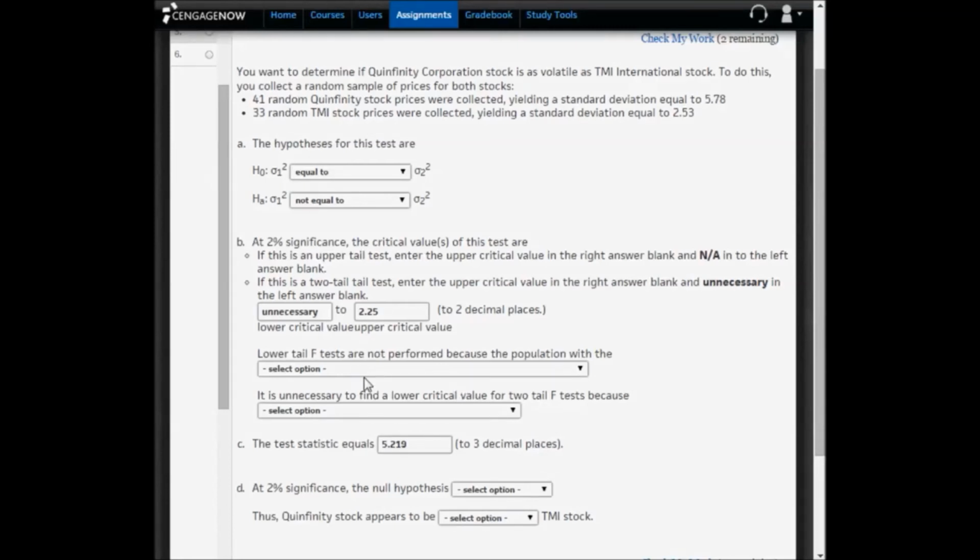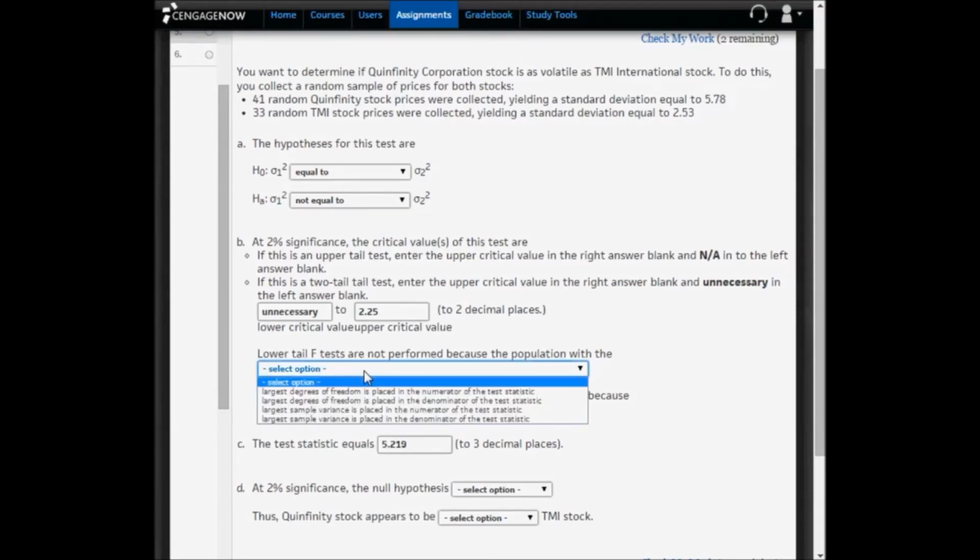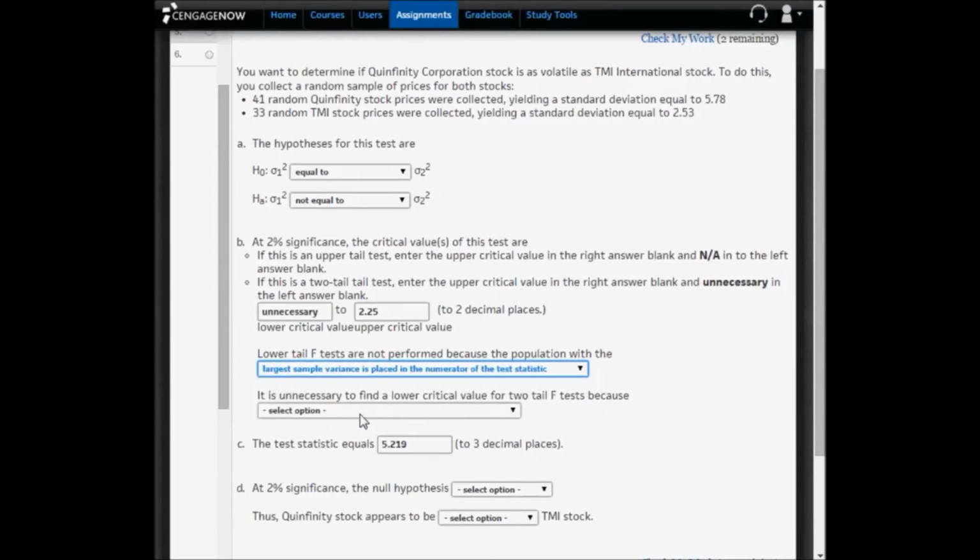Now, going back up to part B, lower tail F tests are not performed because the population with the largest sample variance is placed in the numerator of the test statistic. It is unnecessary to find a lower critical value for a two-tail F test because the test statistic is by definition larger than 1.